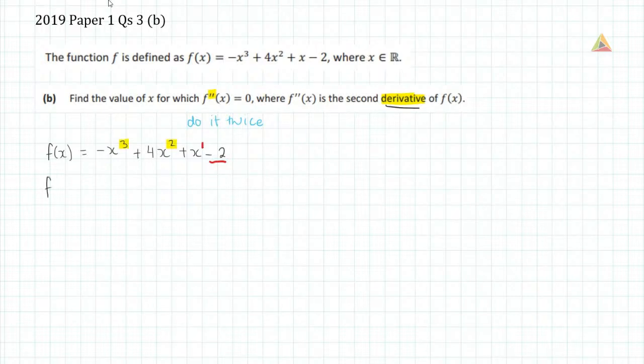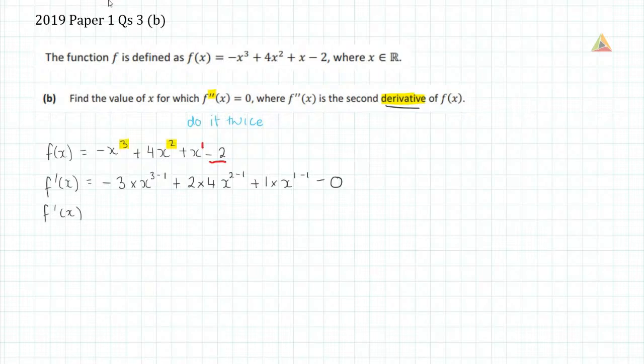So when I differentiate this f dash of x, I say bring the power to the front, so minus 3 multiplied by x to the 3 and reduce the power by 1, plus bring the power to the front, so 2 multiplied by 4 times x to the 2 and reduce the power by 1, plus bring the power to the front and reduce the power by 1. And I know that this constant is going to become a 0, so I can just write in 0. So I'll tidy this up a little bit and we'll say that's minus 3x squared plus 8x to the 1 plus 1x to the 0.